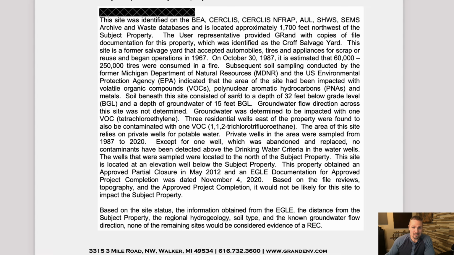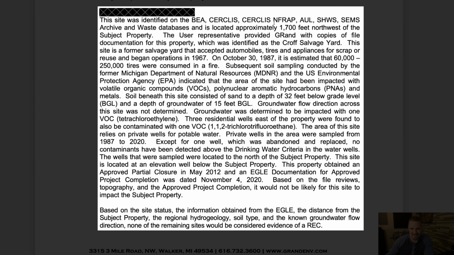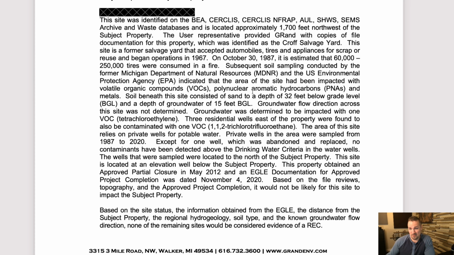And then down here, this is talking about another site approximately 1,700 feet northwest of the subject property. And this was basically a tire dump. Back in 1987, a whole lot of tires were consumed in a fire, and that definitely created a big environmental issue back then. And because it's within a relatively close range of this property, they had to look at that and make sure, is there any reason to think that would have contaminated this property? You can see all the stuff they found, a lot of acronyms and confusing stuff in there.